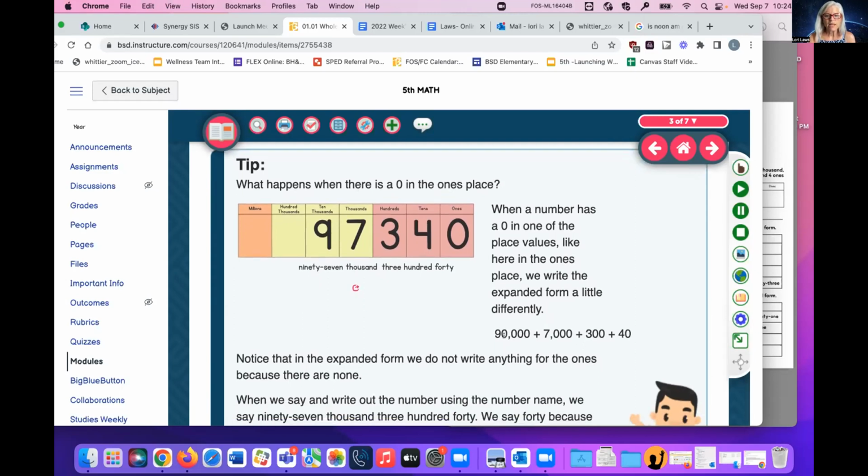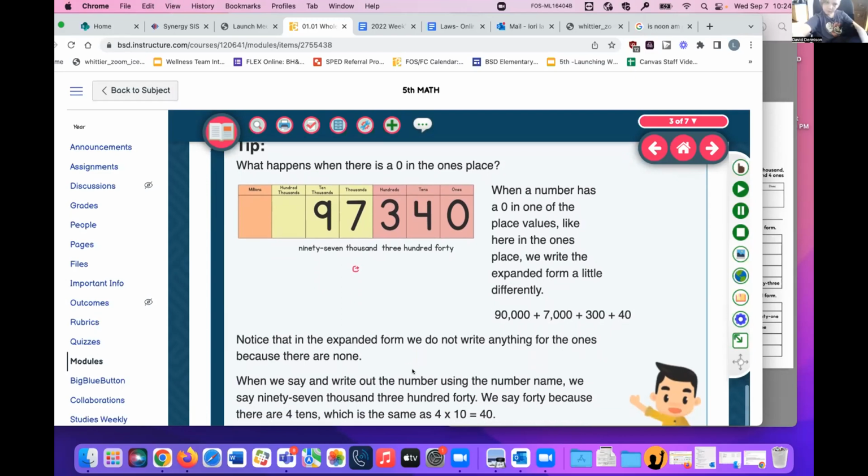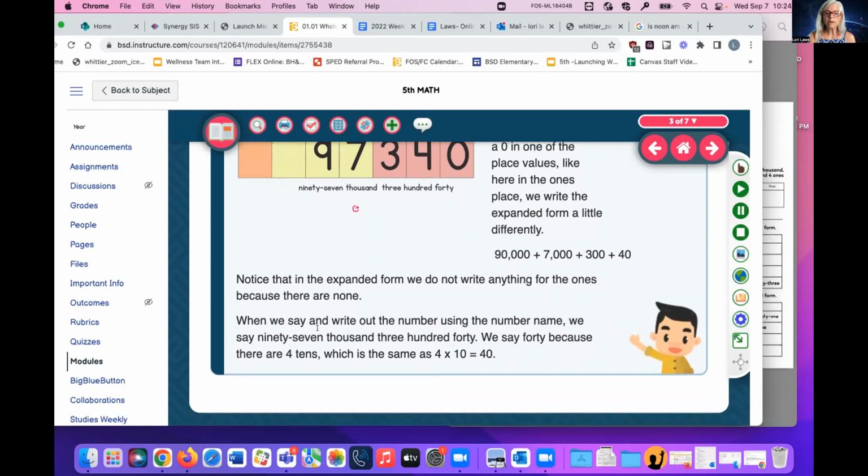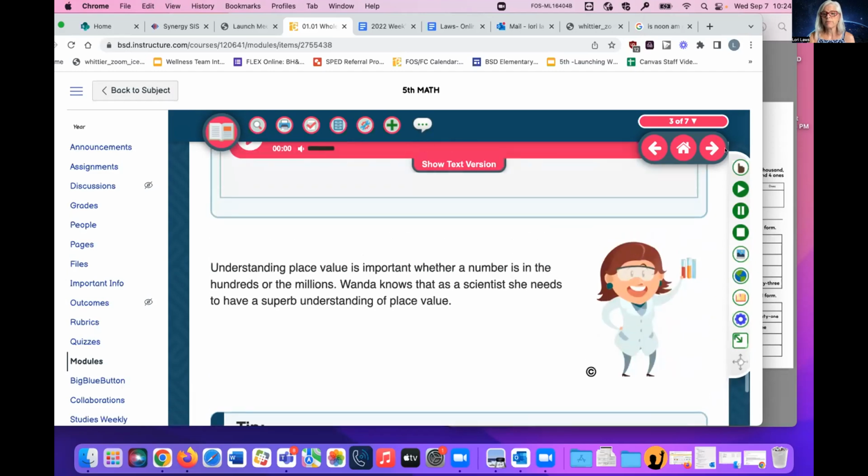Here we go. So here we have our 97,340, and you don't say anything about the ones. Instead of saying 40-something, you just say 40. Notice that in the expanded form, we did not write anything for the ones because there are none. When we say and write out the number using the number name, we say 97,340. We say 40 because there are 4 tens, which is the same as 4 times 10.